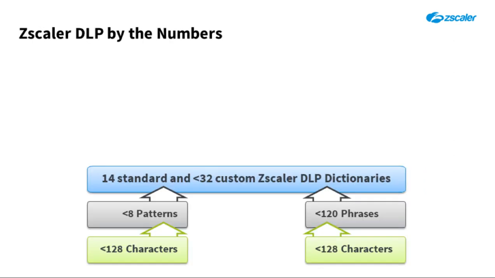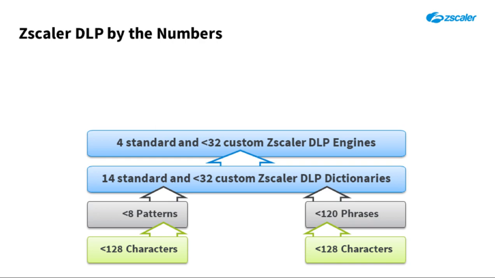The Zscaler DLP environment provides 14 predefined DLP dictionaries for things like adult content, credit cards, and medical information. And we allow you to create up to 32 custom dictionaries. Each of the custom dictionaries may contain up to 120 phrases and/or up to 8 patterns, with each phrase or pattern containing a maximum of 128 characters.